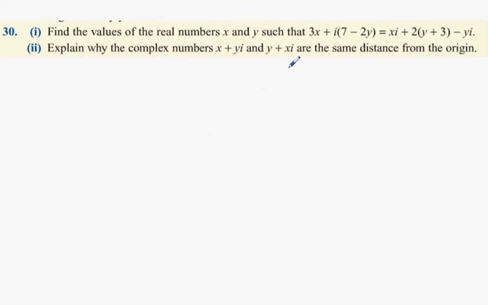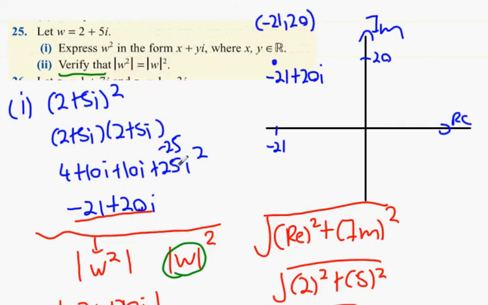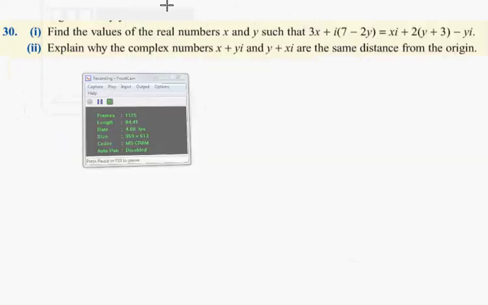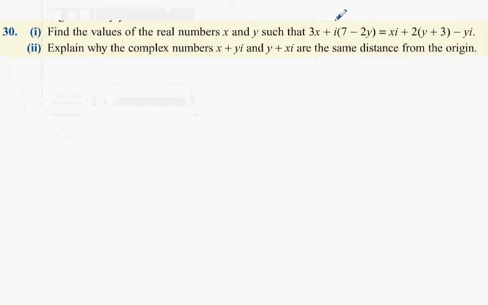Question 30. Find the values of the real numbers x and y such that this side here will equal the other side. Find the values of these real numbers. So what would be a good idea to do here, guys? Any ideas what would be a good idea to start off with? Multiply them out. 3x plus 7i minus, what's this part here? i times minus 2y, minus 2yi equals, pay attention everybody, okay, what's next?